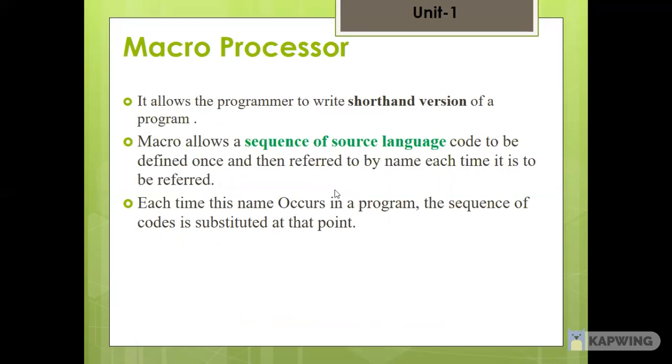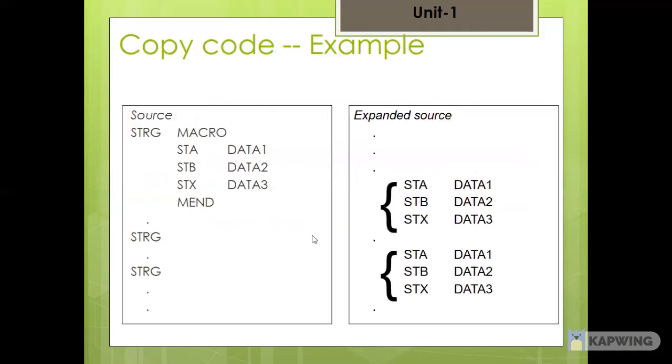Then the next point is the macro processor. It allows the programmer to write a short version of a program. A macro allows a sequence of source language code to be defined once and then referred to by name each time it is to be used. Each time this name occurs in a program, the sequence of code is substituted at that point. So this is an example, a copy code example. This is a macro and the macro name.